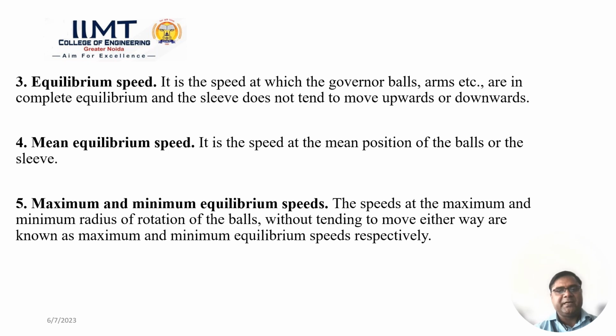Maximum equilibrium speed is the speed at which the governor is in the extreme position. So if your governor is in the outward extreme position, in this situation, you can say that the governor is at maximum equilibrium speed, and whenever the ball is in the minimum extreme position, in that case, the governor has the minimum equilibrium speed.